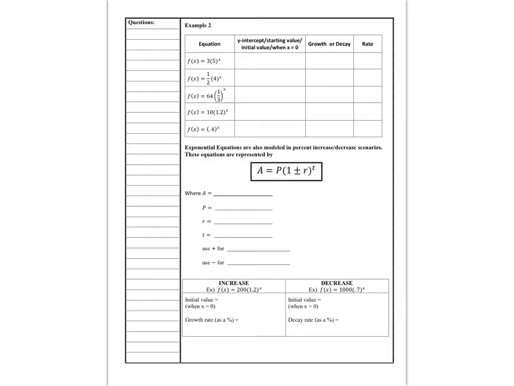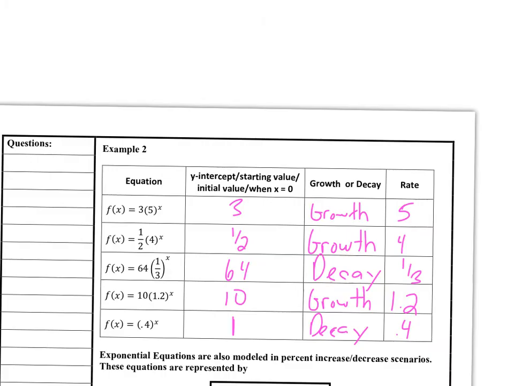You can do that. Okay, so the y-intercept, starting value, initial value, or the value when x is 0, all the same. You should be able to notice that it always comes from the number in front that's not being raised to the power. Okay. Growth or decay is totally determined based off of the rate.